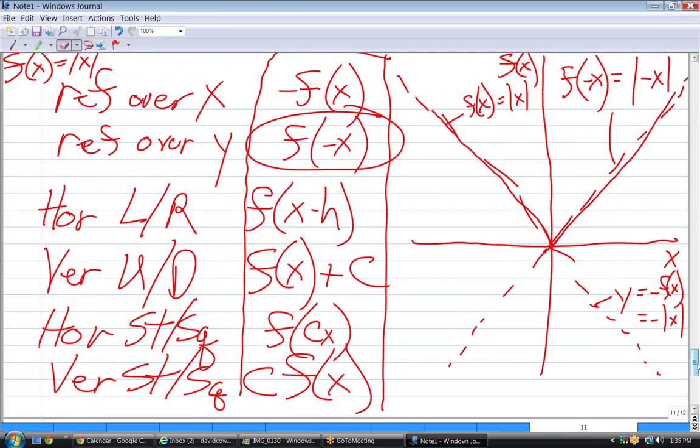But we can kind of do it using the absolute value function. All right. Let's talk about the third type of transformation.